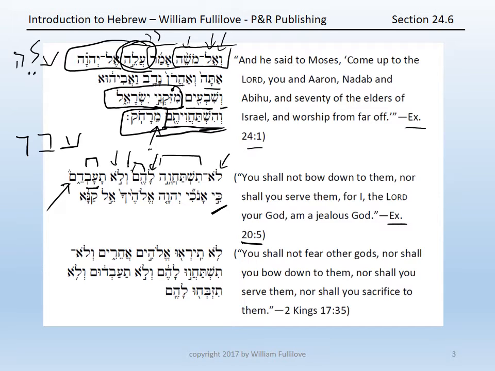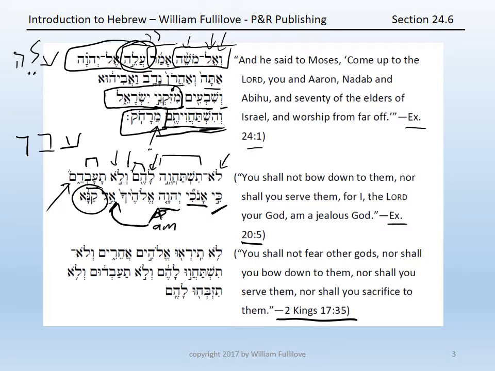Ki in this case tells you why, causal, for anoki, the pronoun I, the Lord, I the Lord, and we have a verbless clause, Eloheka el kana. So in fact, I the Lord your God am a God. What kind of a God? A jealous God.